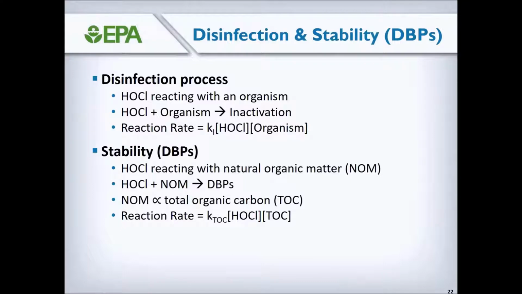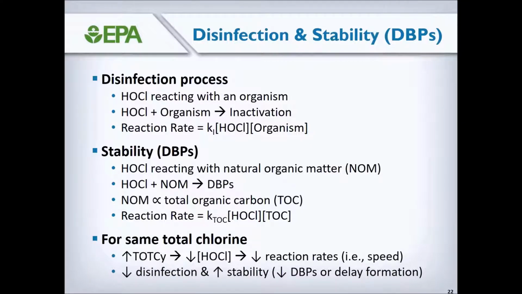Likewise, you can view residual stability as a reaction of HOCl with total organic carbon. So in comparing a system with free chlorine only and a system that uses dichlor and trichlor that maintain the same total chlorine concentration, the only difference is really going to be the HOCl concentration. And so by adding dichlor and trichlor, as I showed you on the previous slide, you effectively decrease the free chlorine concentration, which is going to slow both of these reactions up here. So you would expect the disinfection to be slower in systems with dichlor and trichlor, and residual stability maybe to increase, which may then lead to slower DBP formation.